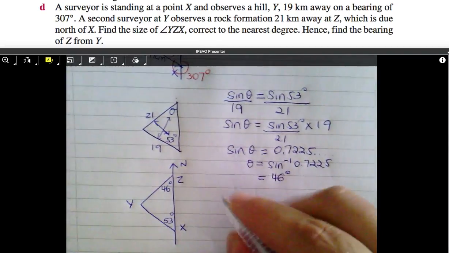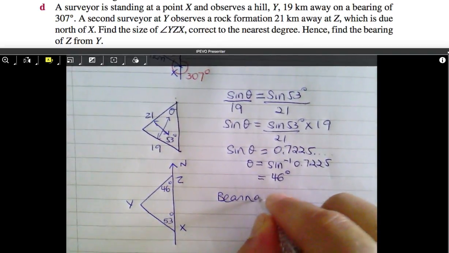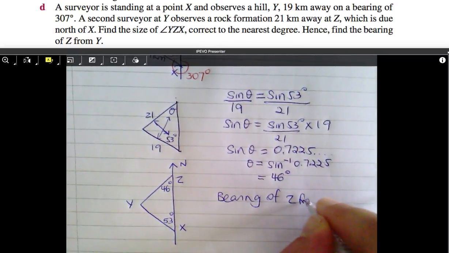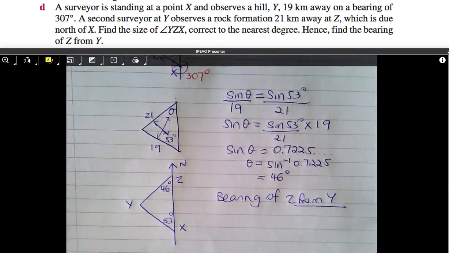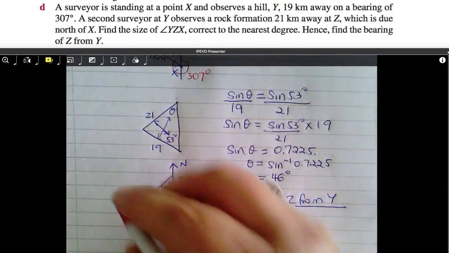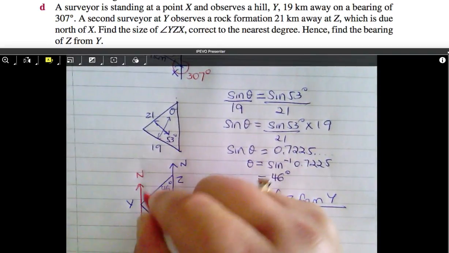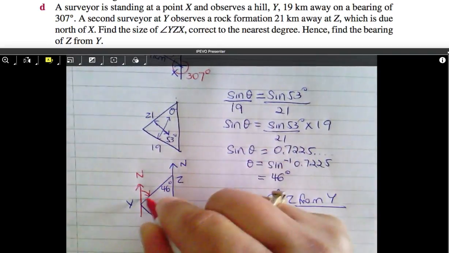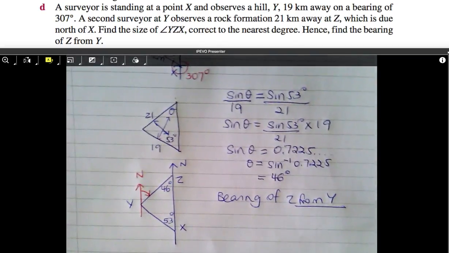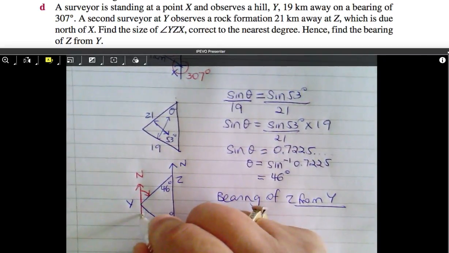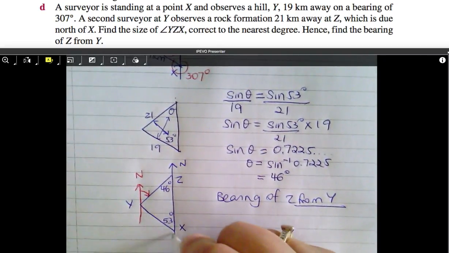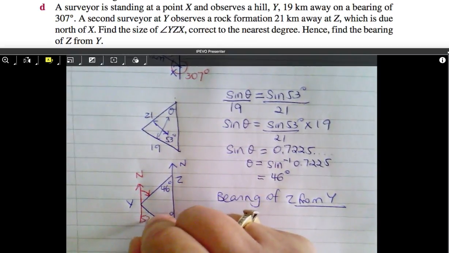If you want the bearing of Z from Y, where do we start from? Y. We put a north sign at Y. And then where do we go? Clockwise, until we find the line that Z is sitting on. Now, how are we going to find this angle? Yes, we'll do alternate here, and we've got 53.